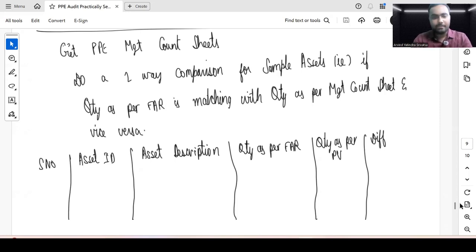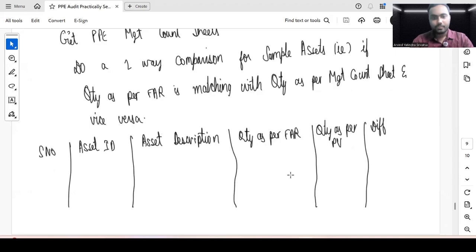So this is how your template would ideally be: your serial number, asset ID, asset description, your quantity as per your FAR, quantity as per physical verification and management count sheets, and the difference. I hope you understood this, guys.